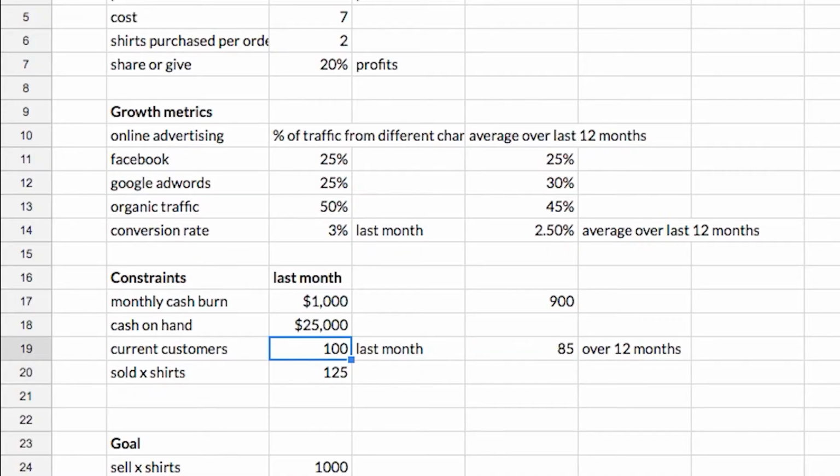This number of customers last month may have been 100. Well, that may have been a big launch month. We may have had a big sale. It may have been the holidays. Maybe that's not the best number to use over the next 12 months. Maybe therefore our 85 average, perhaps adjusted to exclude big things, is our best average to use going forward. But for something like monthly cash burn, perhaps $1,000 last month is the best number to use going forward. Perhaps we made hires or increased costs, so that is the best number for us to use for the rest of our forecast.